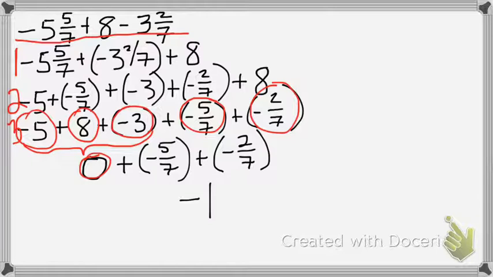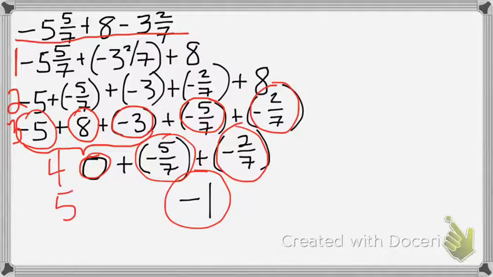And then adding negative 5/7 and negative 2/7 is negative 7/7, which is negative 1. So, in a sense, I did about 4 or 5 steps versus 8 steps for the other person.